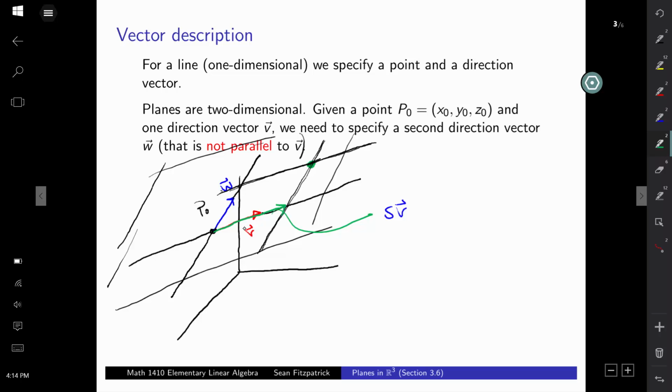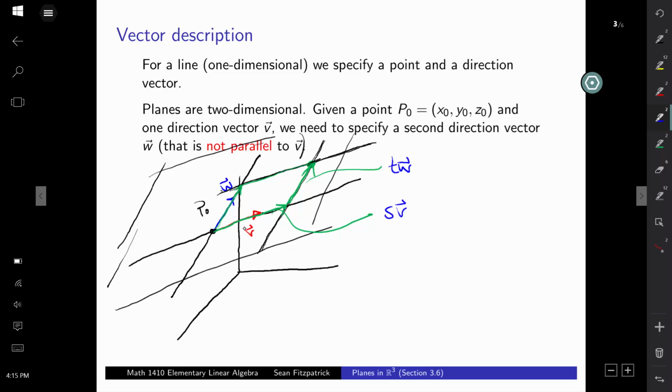And then I have this guy here, which is the same as this vector here. This is one big parallelogram. So that vector is parallel to w, but again, it's not necessarily the same length as w, so that's going to be some other multiple of w, say t times w. So now, how do I locate that general point in space?